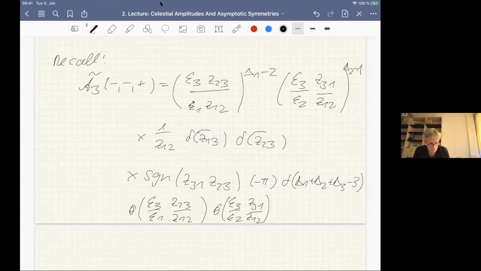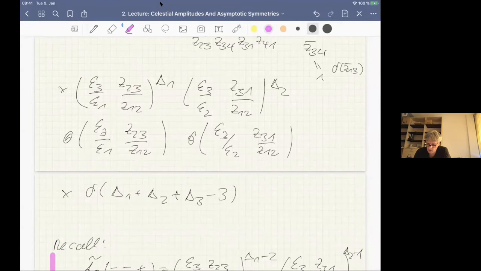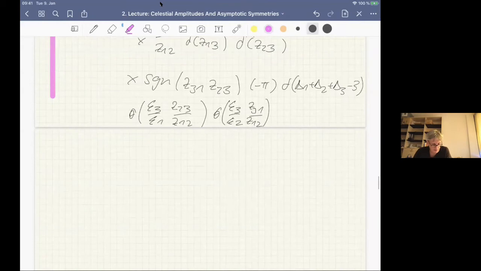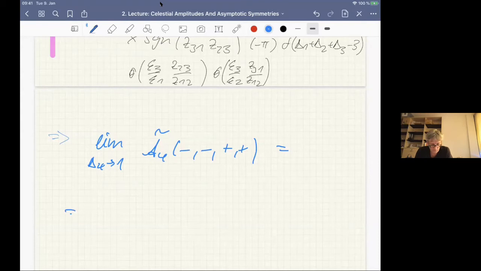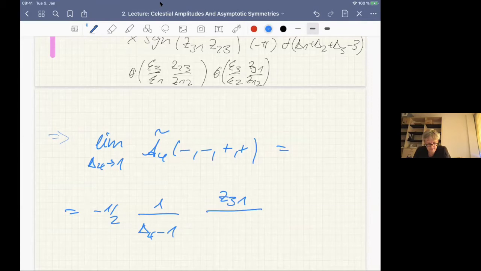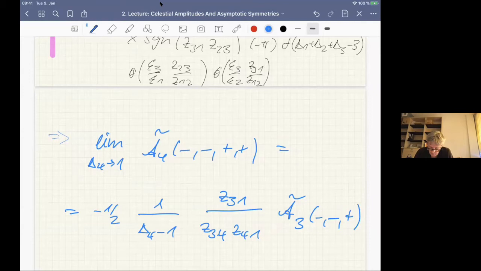So if you compare this now with what is in here, you can easily find our final result. So this is now the final result. Of course, here you see the singularity. This is now the leading order, what was before the epsilon part. And this is now the soft limit of the four-gluon amplitude.